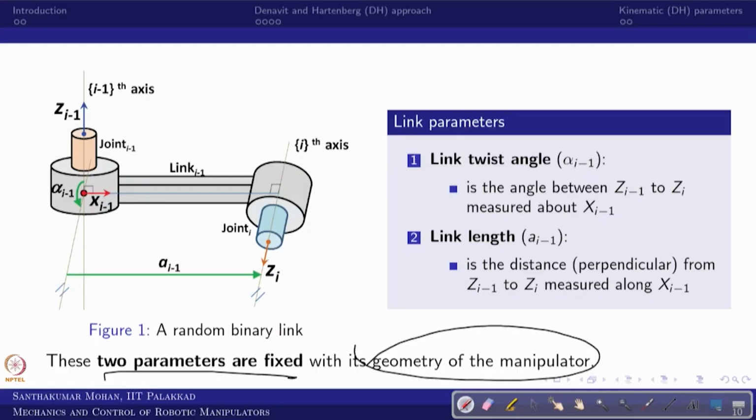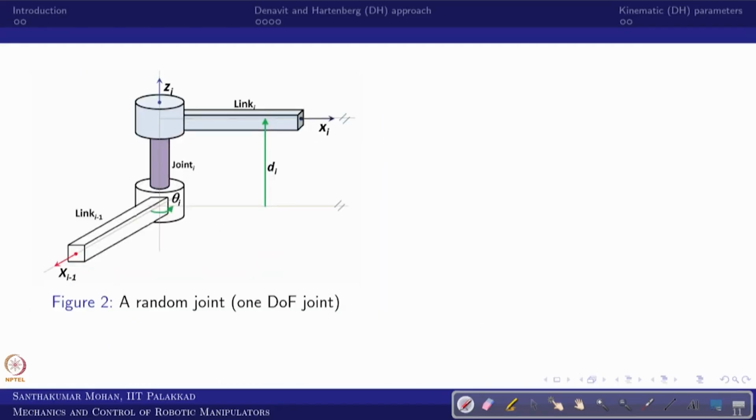So let us move to the next one, called joint parameter. For that I am taking joint i, which is connecting link i minus 1 and link i. You can see this is the i minus 1 frame x i, and this is the ith x, so this is x i and x i minus 1. This is the joint axis, which we fix as z i. With respect to z i there is one angle and one distance. So between link i minus 1 and link i, there is a positional and orientational difference. That is what we are trying to capture.